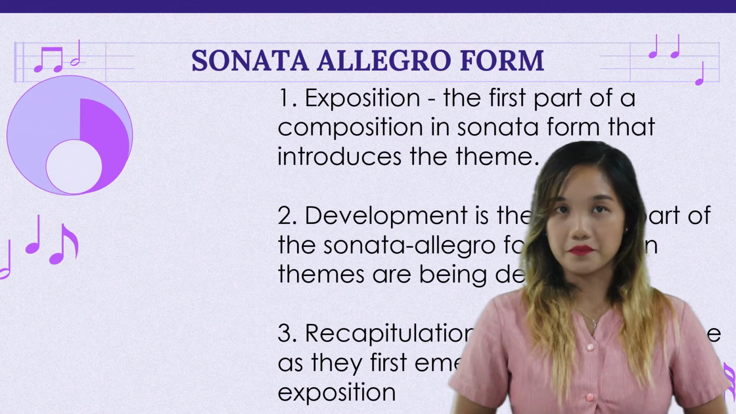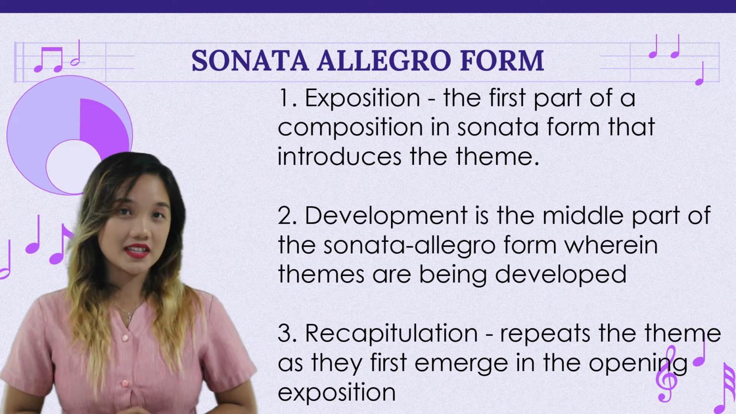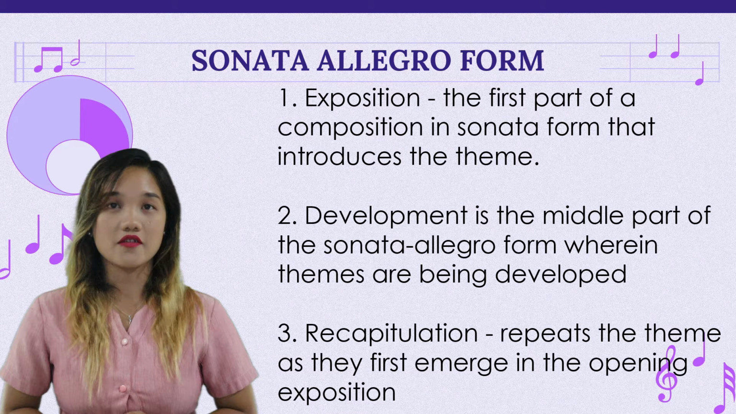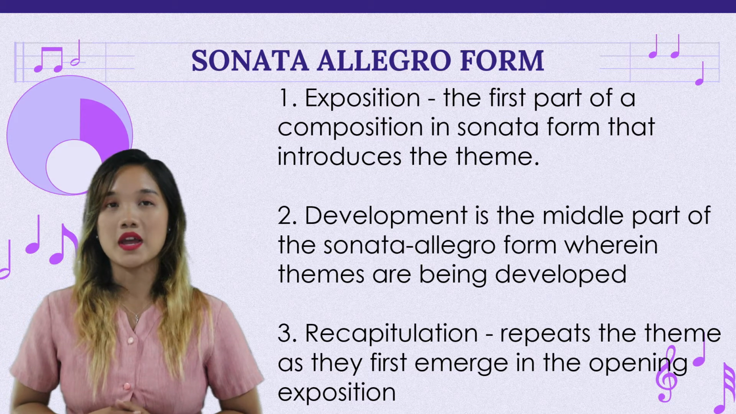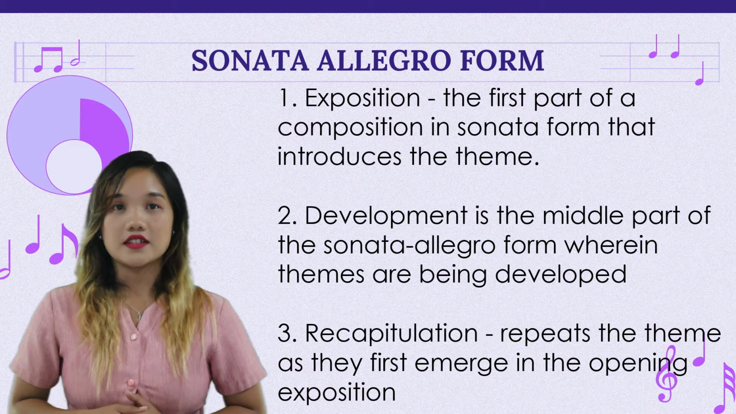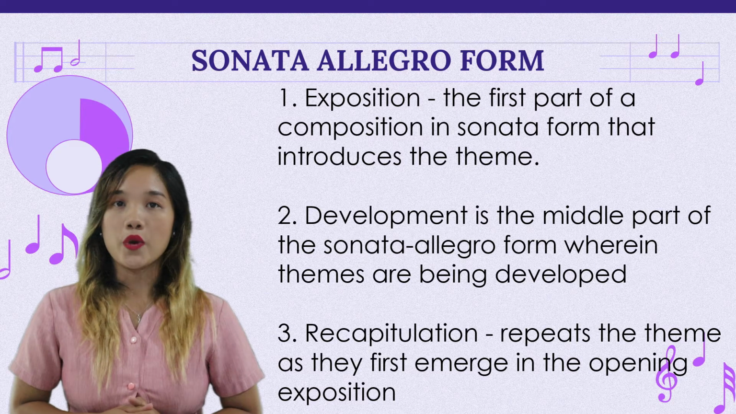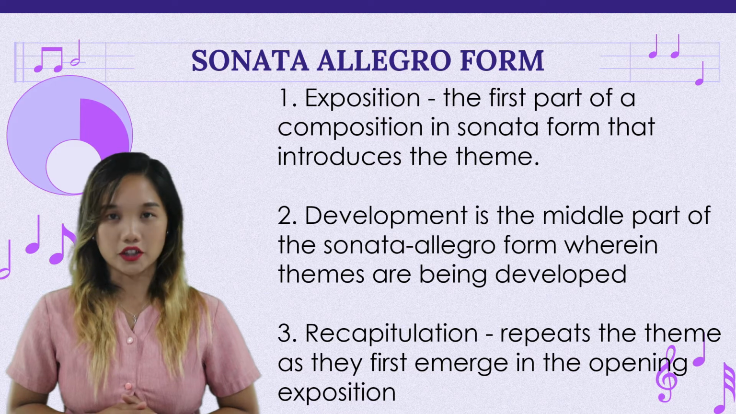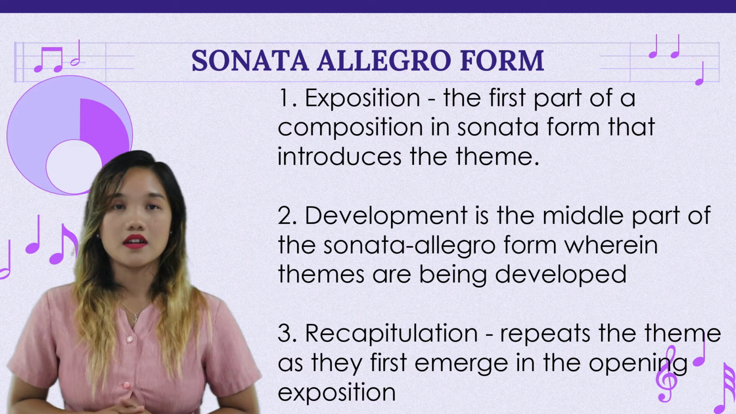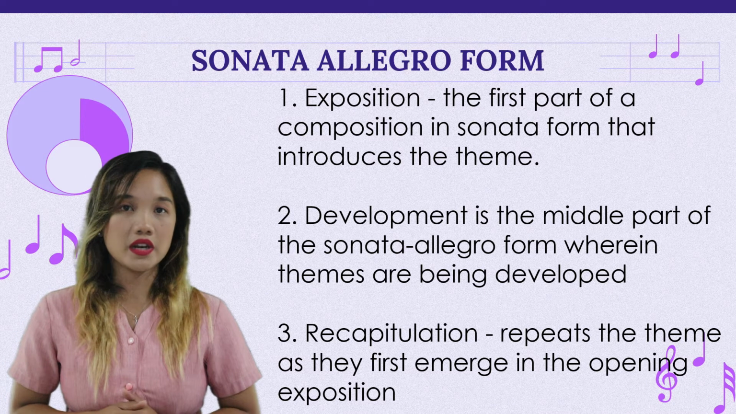Sonata Allegro form. We have three parts in the Sonata Allegro form. First is the exposition. Exposition is the first part of a composition in sonata form that introduces the theme. Second, development is the middle part of the Sonata Allegro form, wherein themes are being developed. Third is the recapitulation, which repeats the themes as they first emerged in the opening exposition.